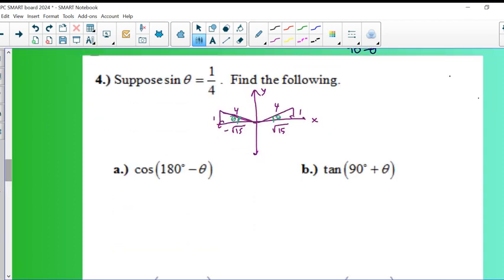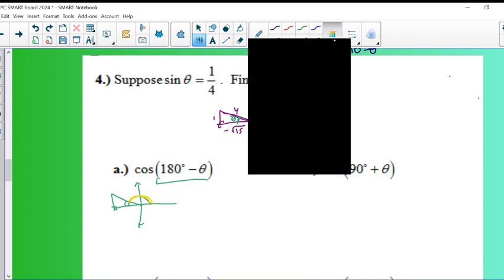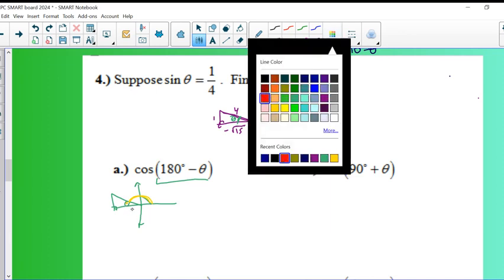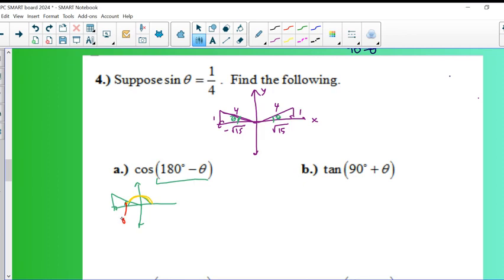So I need to write this in terms of theta. So cosine of 180 minus theta. Let's draw what that looks like, because it's bigger than 90. So you go over 180 and you backtrack theta. So we're sitting right here, and that means if this angle is 180 minus theta, right? That means its reference angle, which is right here, oops, I thought I picked red, or this orange, this angle right here is actually just theta.